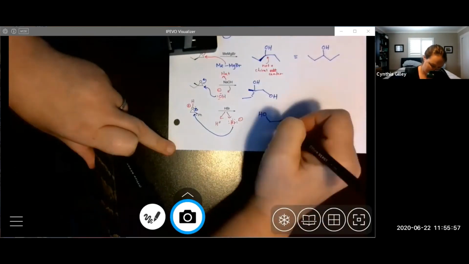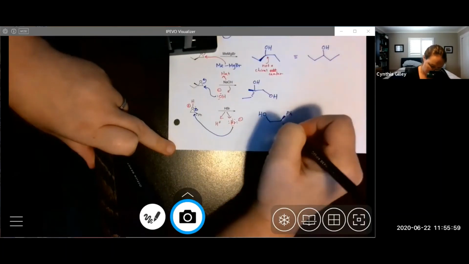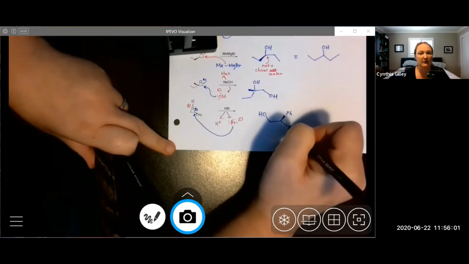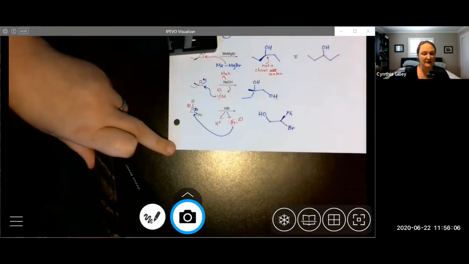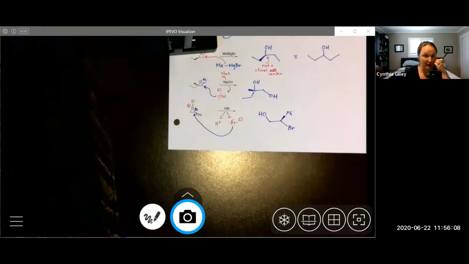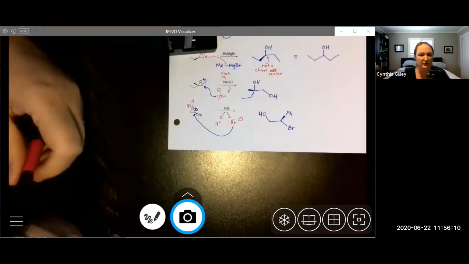So just draw bromine coming from the back. And keep the phenyl on a wedge. As long as the nucleophile is pointing opposite of the leaving group, then we will draw an inversion.